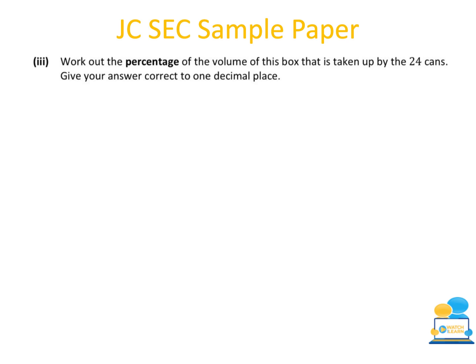So obviously the 24 cans don't take up all of the volume inside the box. There's small spaces of air in between. So they want to find out what is the percentage of the box taken up by these cans. From previous questions, we found out that 1 can had a volume of 407.15 centimetres cubed.